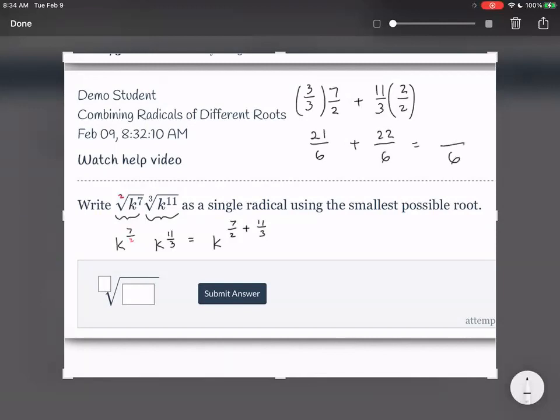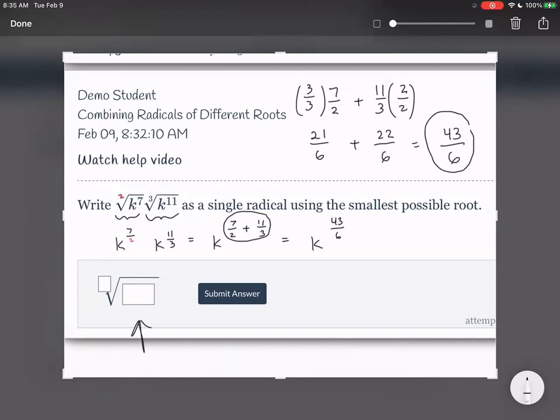When you add two fractions with the same denominator, you keep that denominator, so it's still going to be a 6, but then we can just add straight across the top, 21 plus 22, which gives us 43. So over here on the bottom, we have k to the power of 7 halves plus 11 thirds, which we just found out is 43 over 6. If this was the last category, we would be done, except that we want it in radical form. But that's just one more step, and we can totally do this.